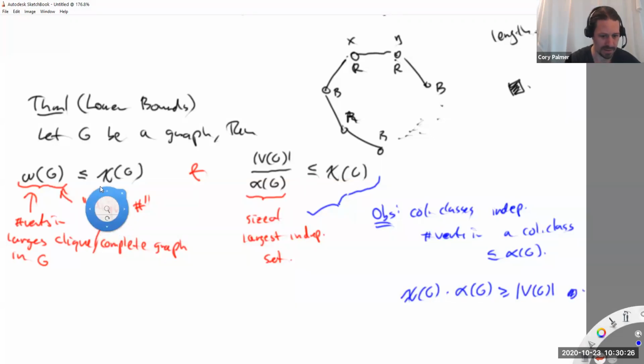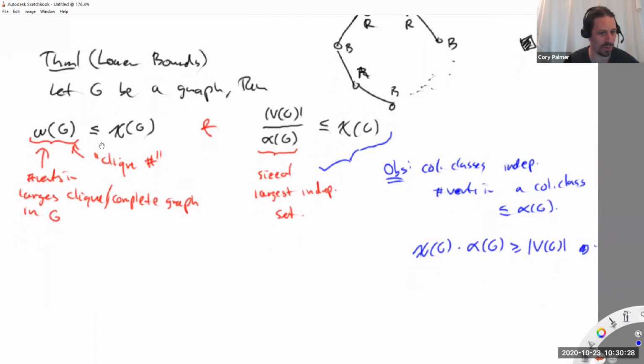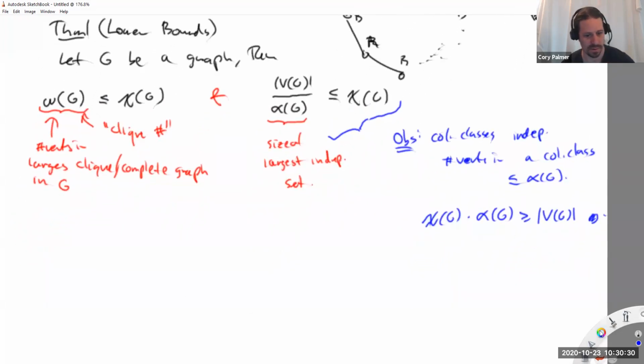Okay, let's give an equivalently simple upper bound. Oh, we're doing great on time, fantastic. I thought we wouldn't get through this.